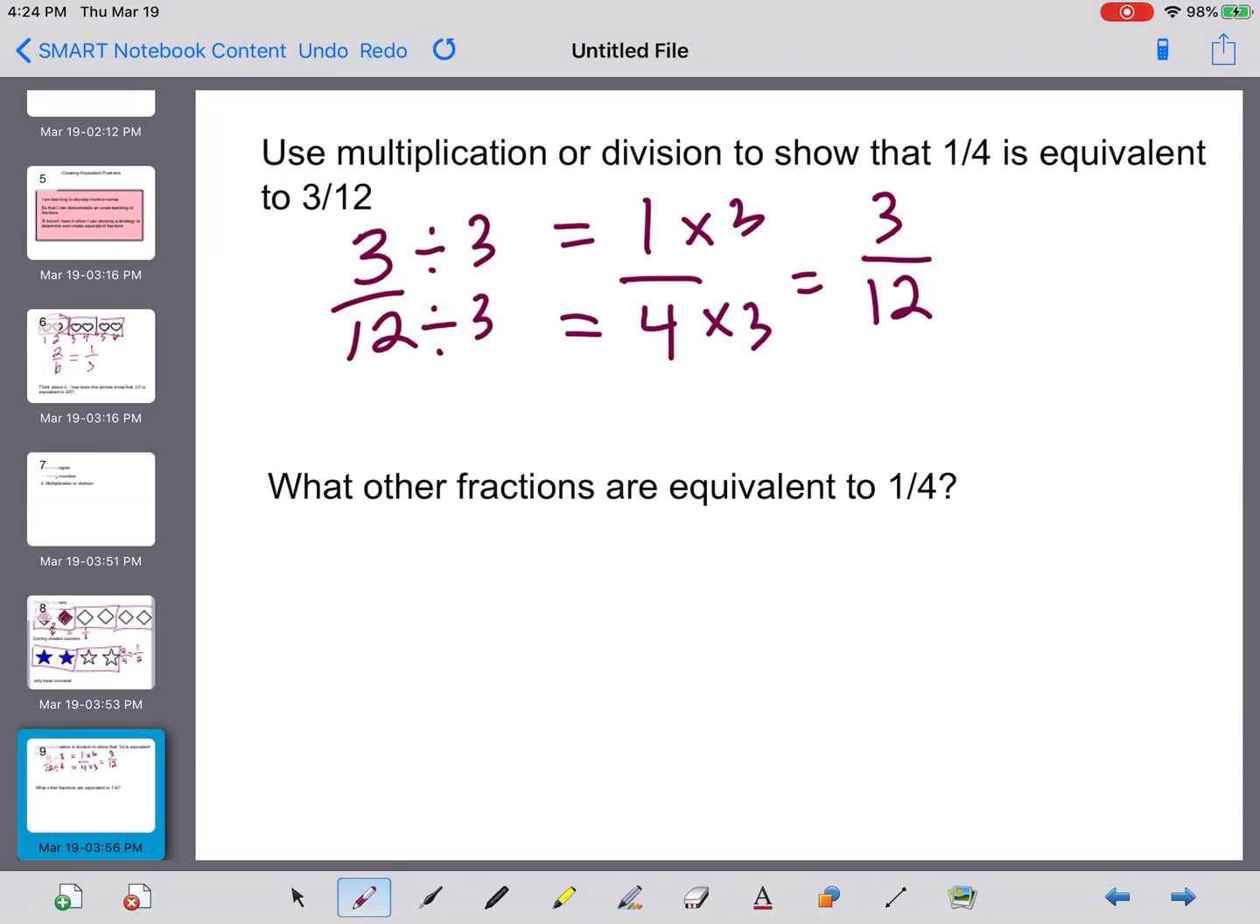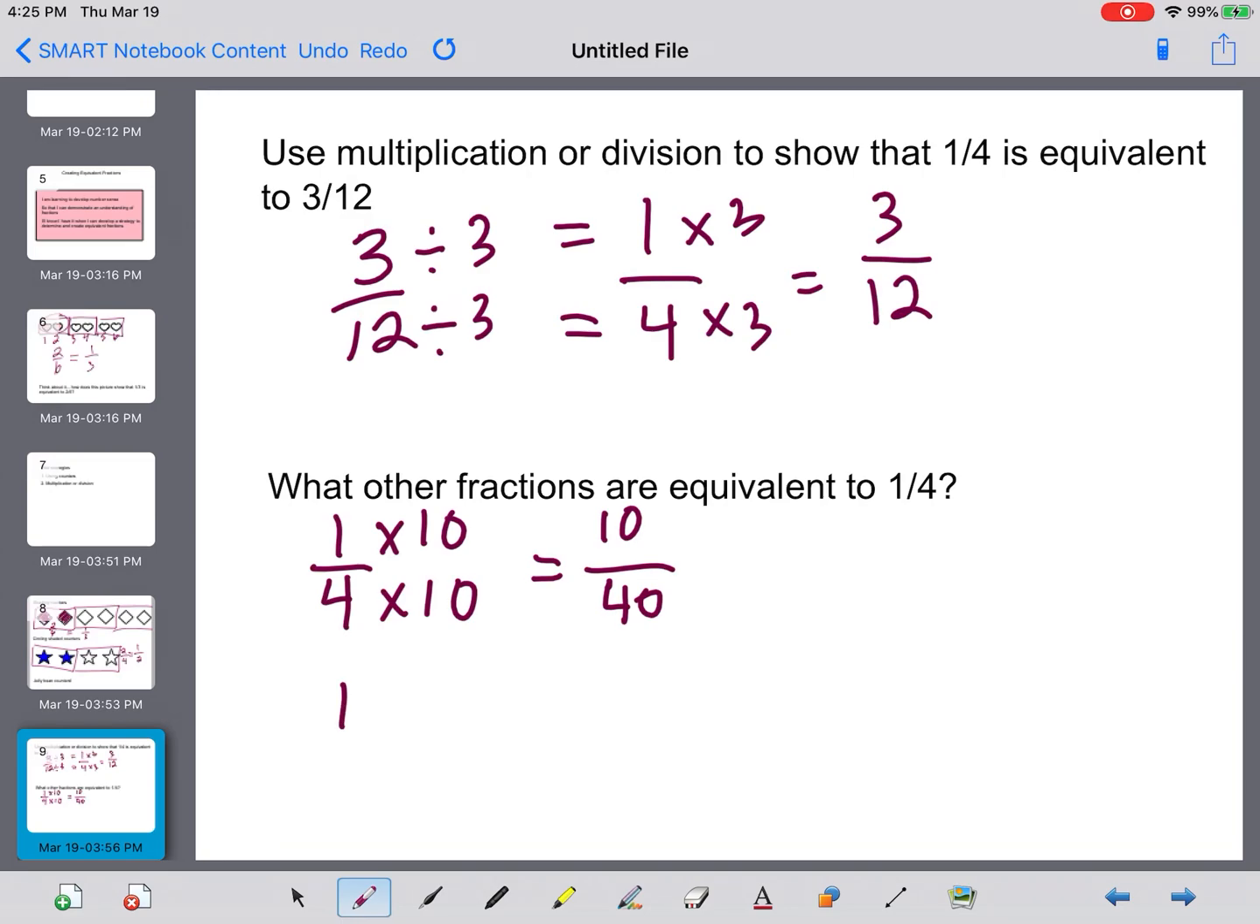So take a moment and think about what are some other fractions that are equivalent to 1 over 4. And again, if you want to pause the video while you think, that's totally fine. So some other fractions that are equivalent to 1 over 4, we can find that out by simply multiplying the top and bottom number, or the numerator and the denominator, by any number you'd like, really. Let's try 10. 1 times 10 is 10, and 4 times 10 is 40. So 10 over 40 is an equivalent fraction to 1 over 4.